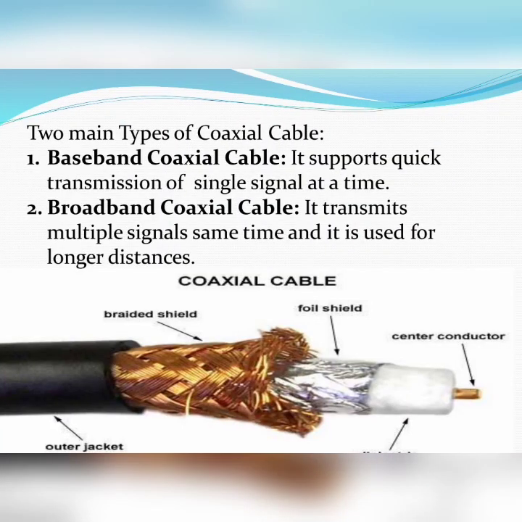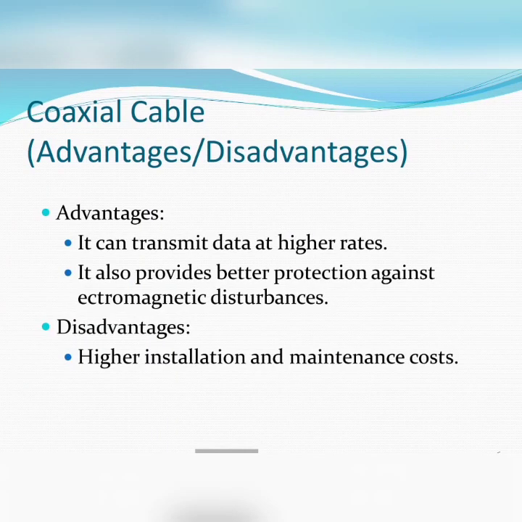There are basically two types of coaxial cable: baseband coaxial cable and broadband coaxial cable. Baseband supports quick transmission of a single signal at a time. Broadband transmits multiple signals at the same time and it is used for longer distances.